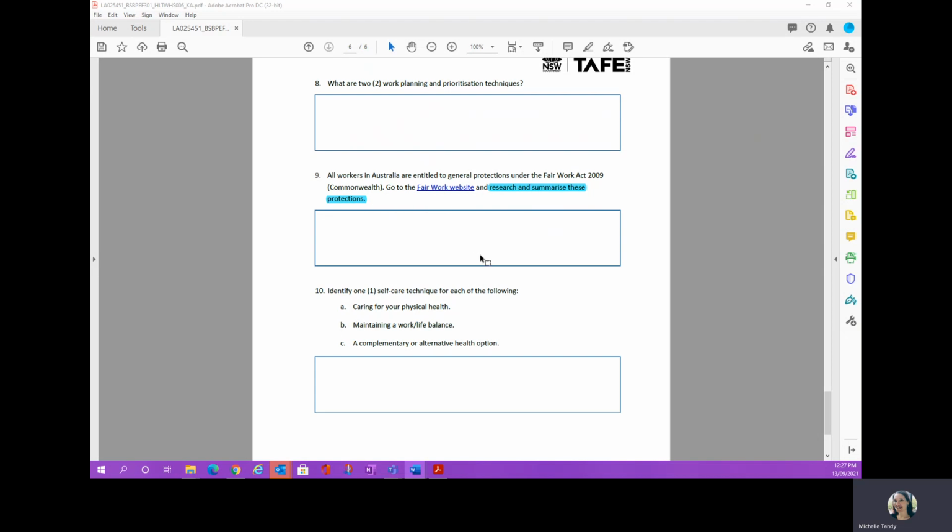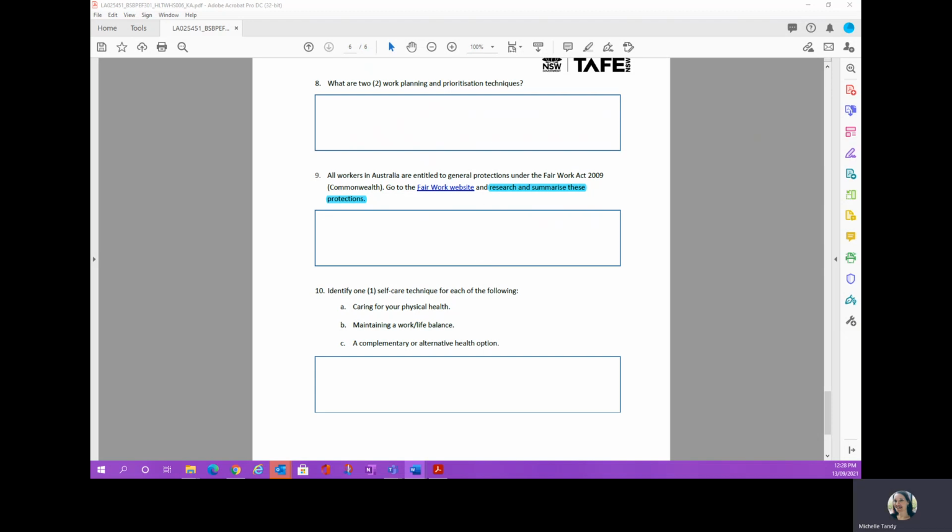There is also information in your readings about the Fair Work Act, which should help you. You should also reference that information if you use it. So we want evidence of research and we want evidence that you have summarised these protections. We do not want a copy and paste from the website or the readings. We want to see a summary in your own words that has been taken from external research that show us you understand what these protections mean.